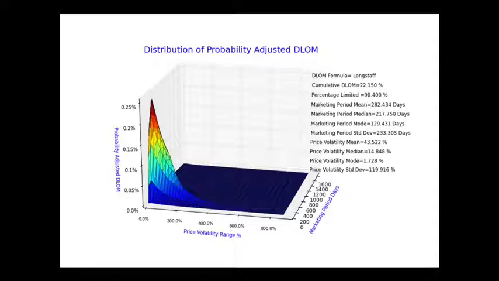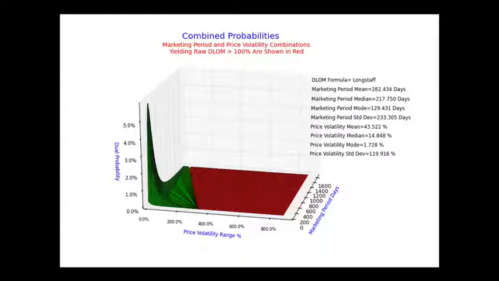This graph of the distribution of probability-adjusted DLOM demonstrates the effect on DLOM of the combined probabilities associated with the specified marketing period and price volatility parameters. The VFC DLOM calculator graphs indicated that some of the probability combinations result in DLOM values greater than 100%. The combined probabilities graph indicates in red the combinations for which this occurs. Note that the red area of the graph represents very low probability occurrences. The calculator automatically limits these combinations to 100% before weighting them for probability. Consequently, Longstaff DLOMs never exceed 100%.